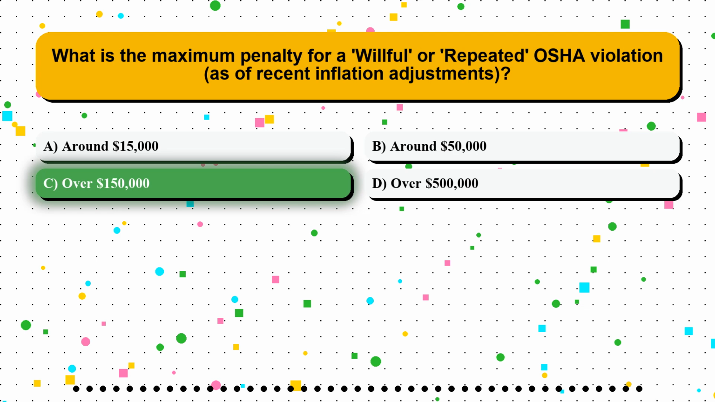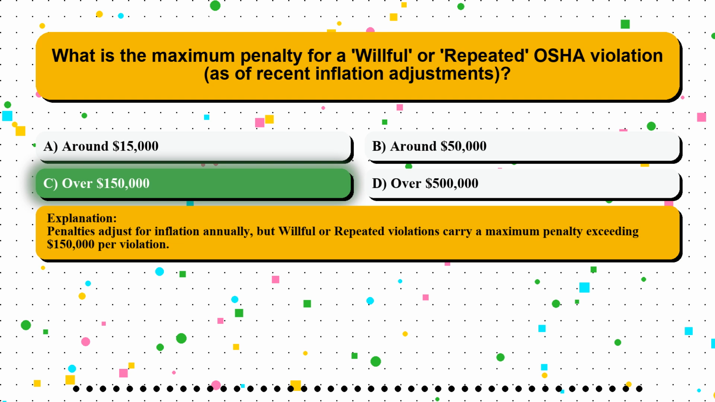The correct answer is option C, over $150,000. Penalties adjust for inflation annually, but willful or repeated violations carry a maximum penalty exceeding $150,000 per violation.